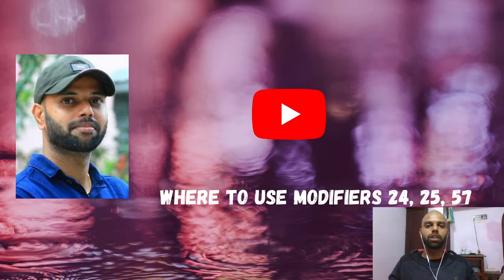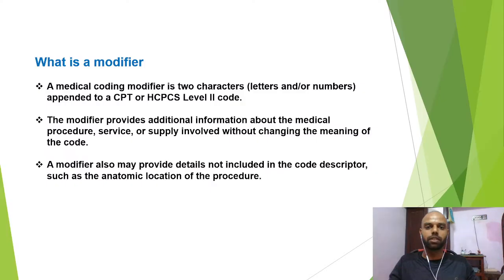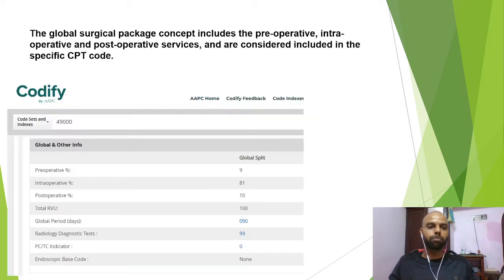In this video, we're going to see where to use modifier 24, 25, and 57. What is a modifier? A modifier is a two-digit numeric or alphanumeric code. The modifier provides additional information about the medical procedure without changing the meaning of the procedure. A modifier may also provide details not included in the code descriptors, such as anatomical location of the procedure.